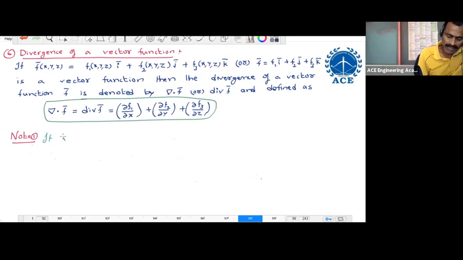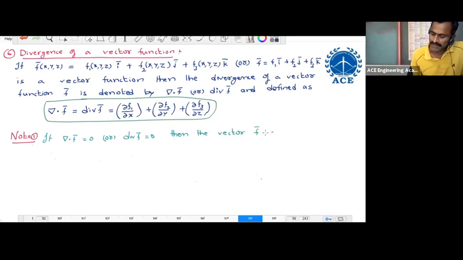If del dot f bar equal to 0, or div f bar equal to 0, then the vector f bar is called a divergence free vector or solenoidal vector.